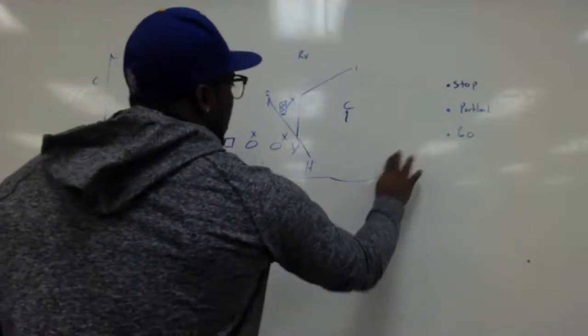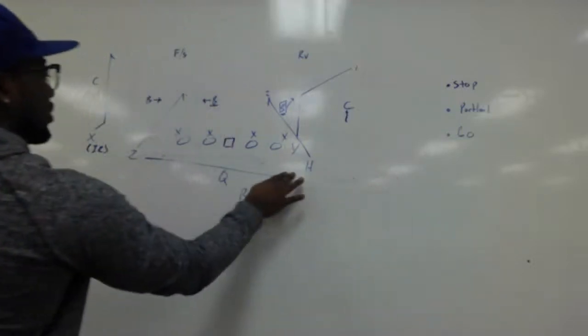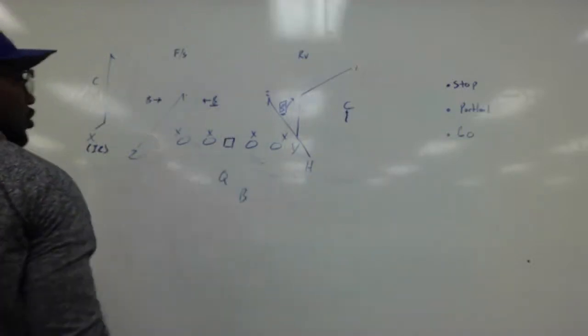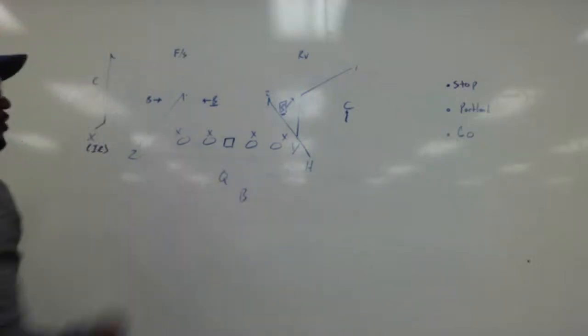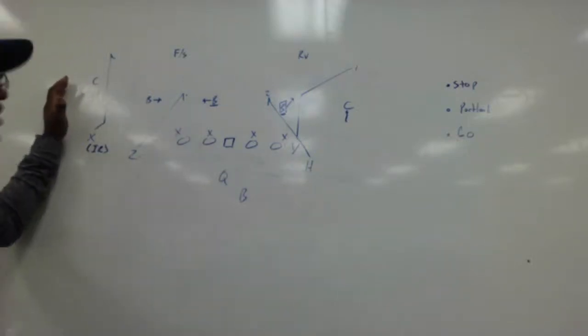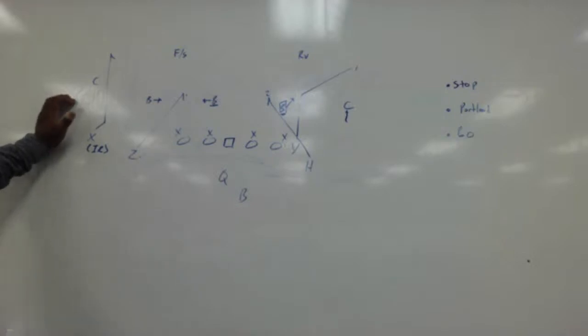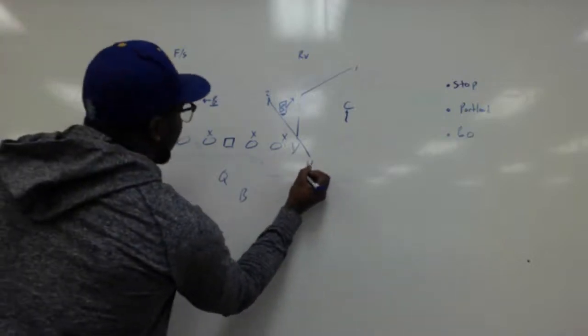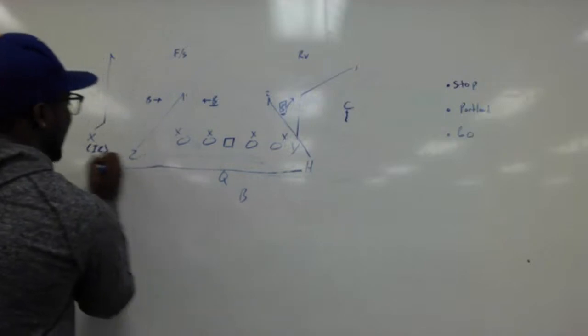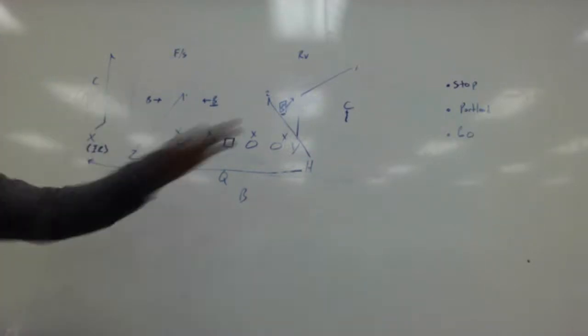So that's one way you can use the fly motion with the Z receiver, and you can also use the fly motion with the H receiver as well. Say you want to pressure this side with your twin set receivers over here. You want to put some pressure on this side. You can fly him across like so, and he can run the bubble now. All right, concepts don't change.